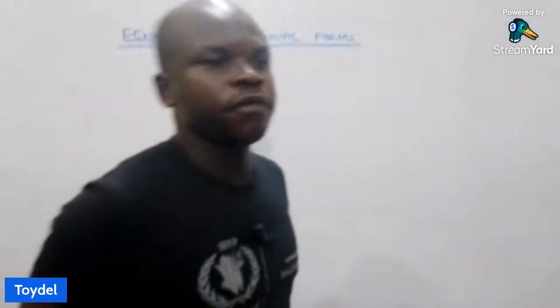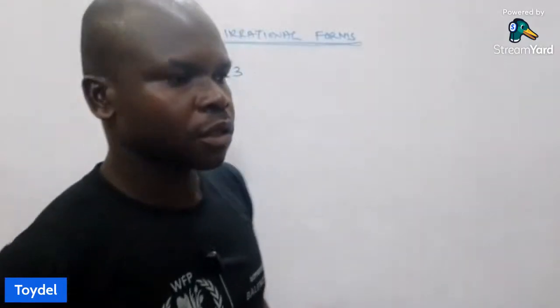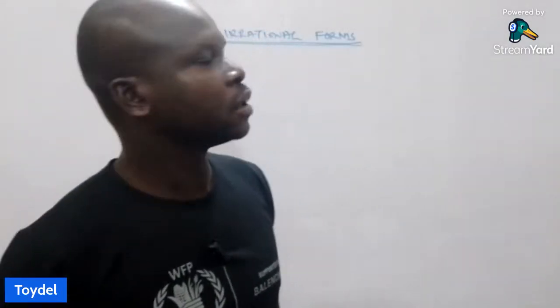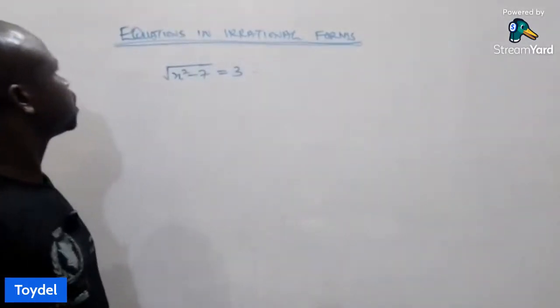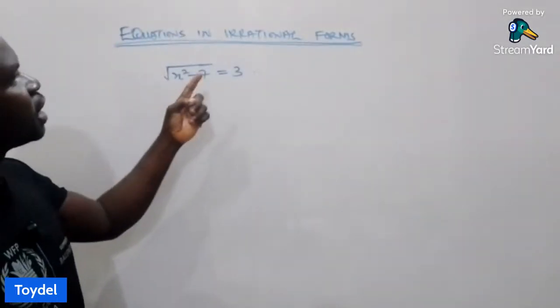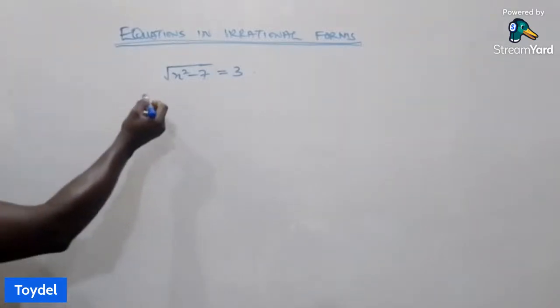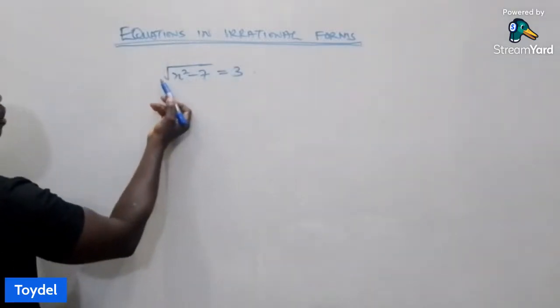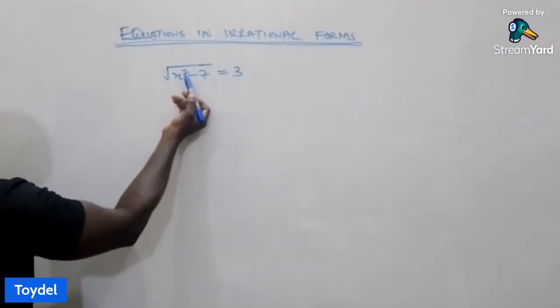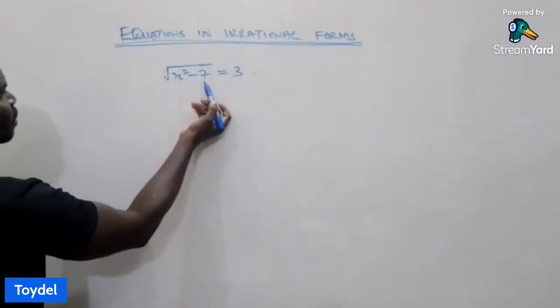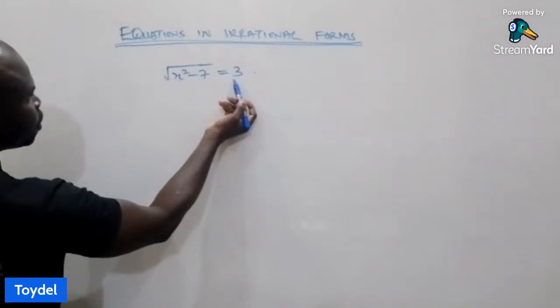Good day, viewers all over the world. You are welcome to Toydale online class. Today we want to look at equations in irrational form. For instance, what we have on the board. Solve the equation: square root of s squared minus 7 is equal to 3.